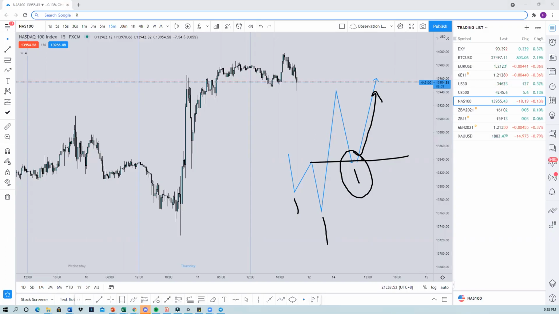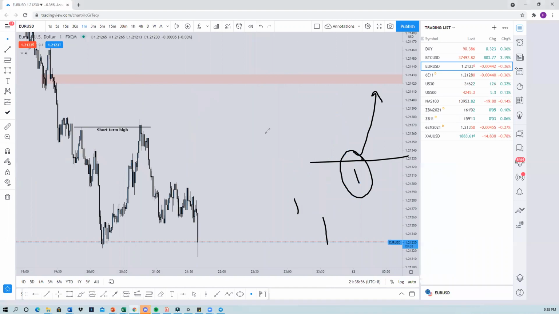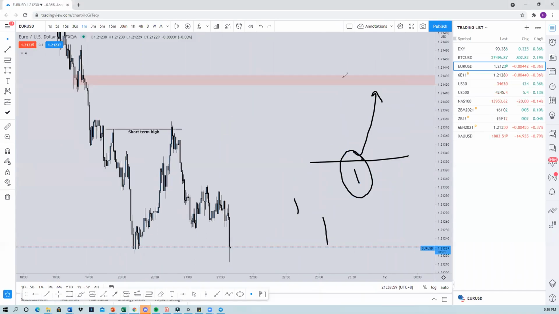Oh guys, looks like my trade idea for Euro USD actually panned out. So let's see whether we can take a trade.